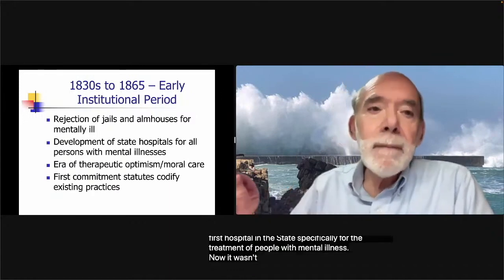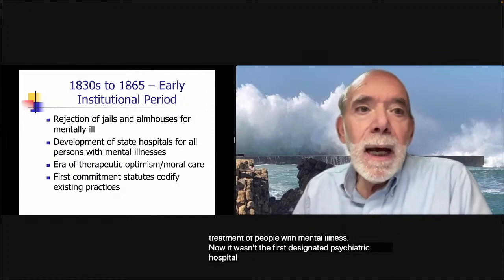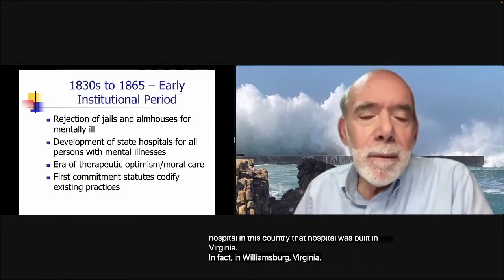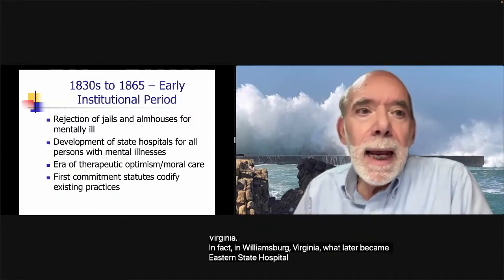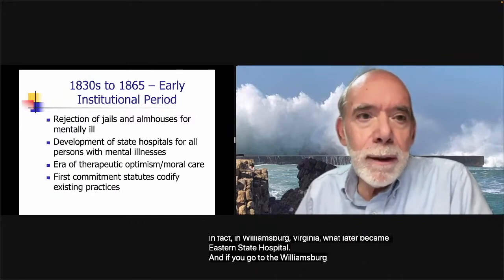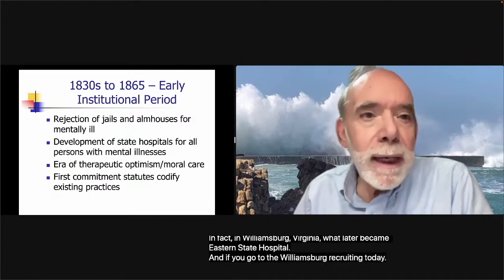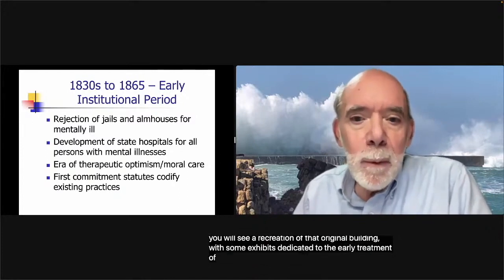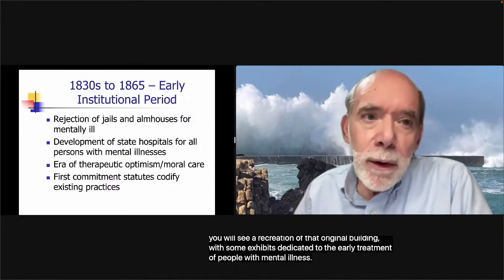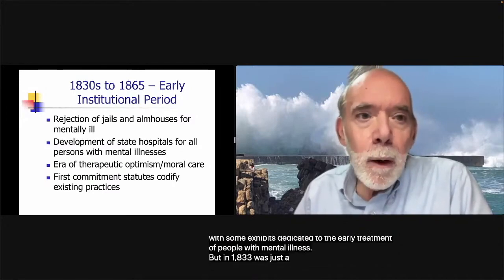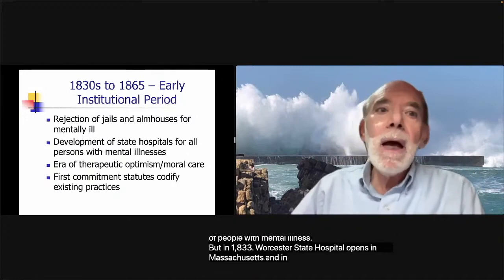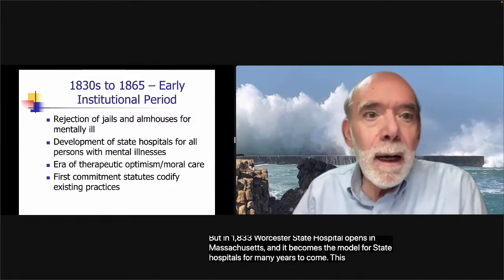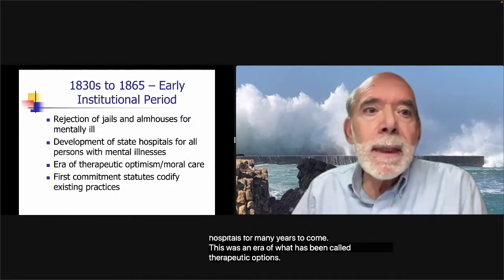Now, it wasn't the first designated psychiatric hospital in this country. That hospital was built in Virginia, in fact, in Williamsburg, Virginia, what later became Eastern State Hospital. And if you go to the Williamsburg recreation today, you will see a recreation of that original building with some exhibits dedicated to the early treatment of people with mental illness. But in 1833, Worcester State Hospital opens in Massachusetts, and it becomes the model for state hospitals for many years to come. This was an era of what has been called therapeutic optimism and moral care.